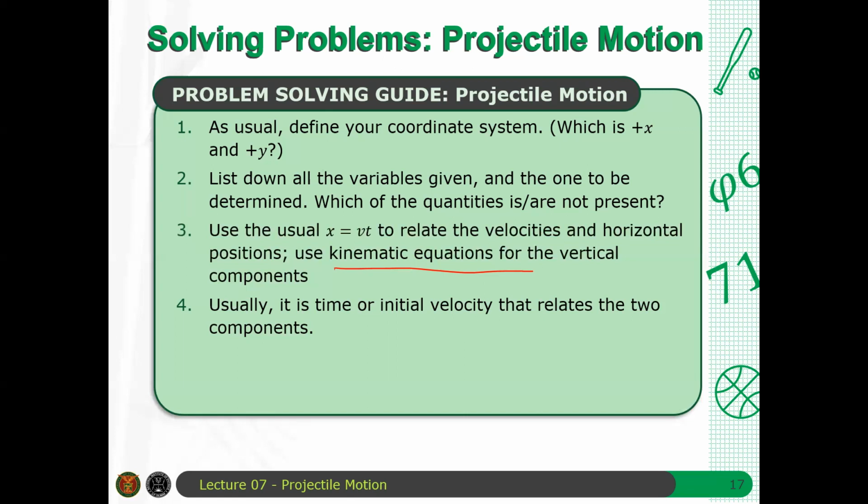Pwede rin naman kung velocity is an intermediate step, you find first the initial velocity, use that initial velocity for the other component. So, tatawid ka ngayon, ang gagamitin mong bridge dun sa x at saka y components ay yung time or initial velocity at saka initial angle. Because these variables are common to both the vertical and the horizontal components. Okay? Clear ba tayo doon? Malinaw ba tayo doon?